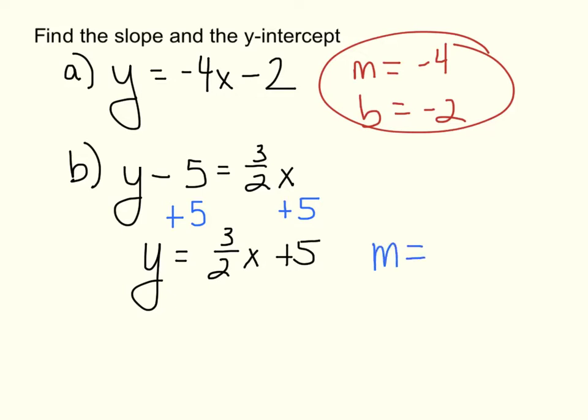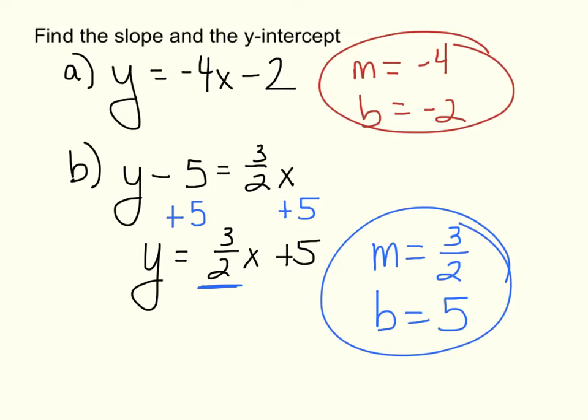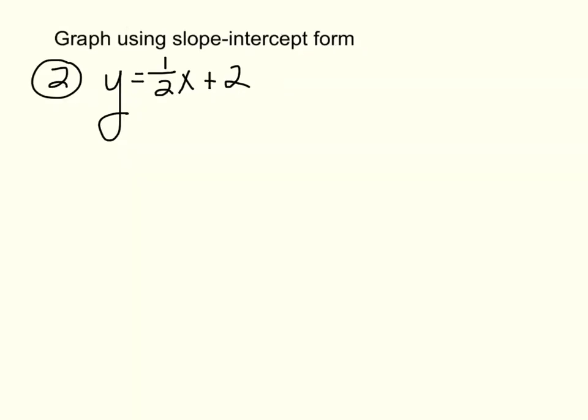Your m, your slope in this case, the coefficient of x, is 3/2. Your y-intercept, which is b, is 5. So my answer is 3/2 for m, and b is 5. To graph using slope-intercept form, your equation must be solved for y. It absolutely has to be solved for y. Once it's solved for y, you write down what m equals and what b equals. M is 1/2, b is 2.